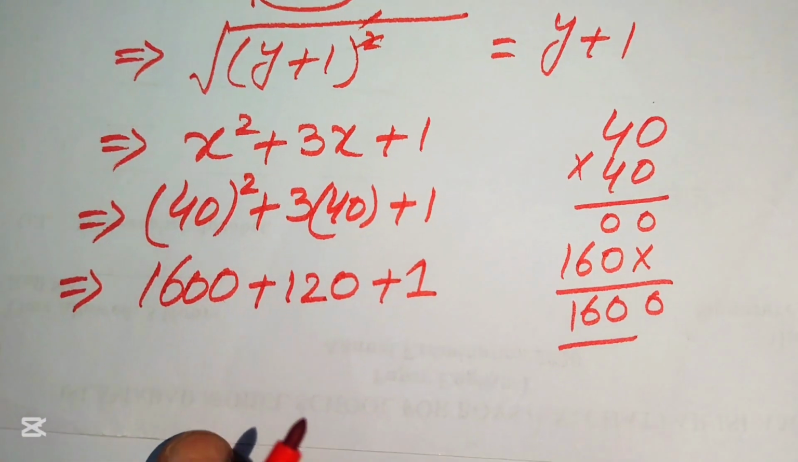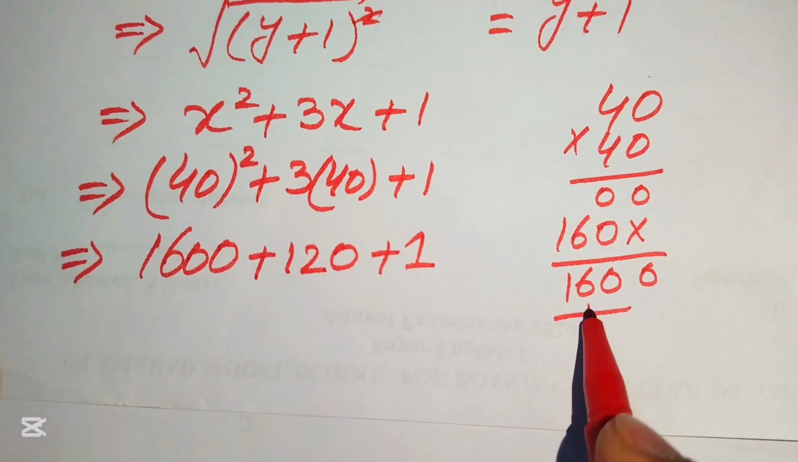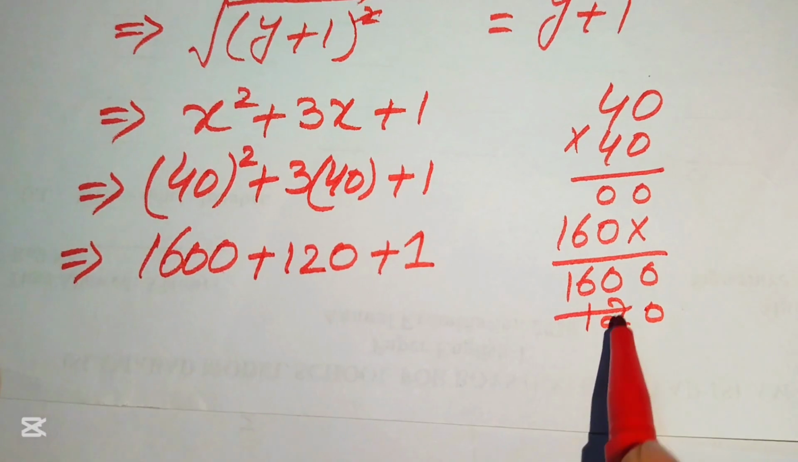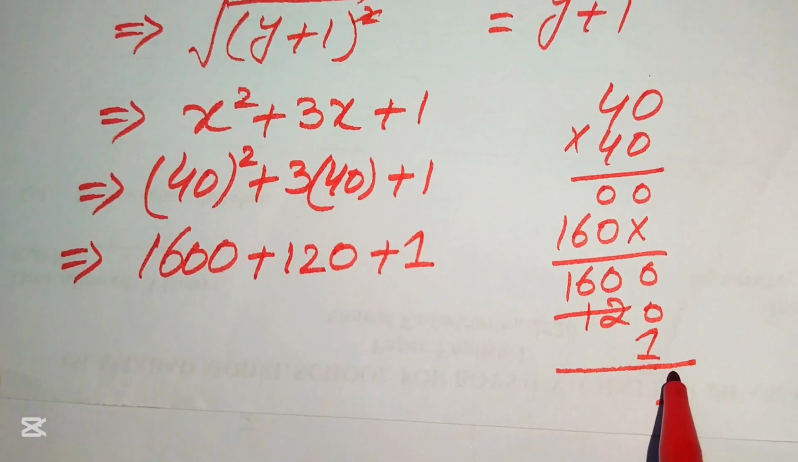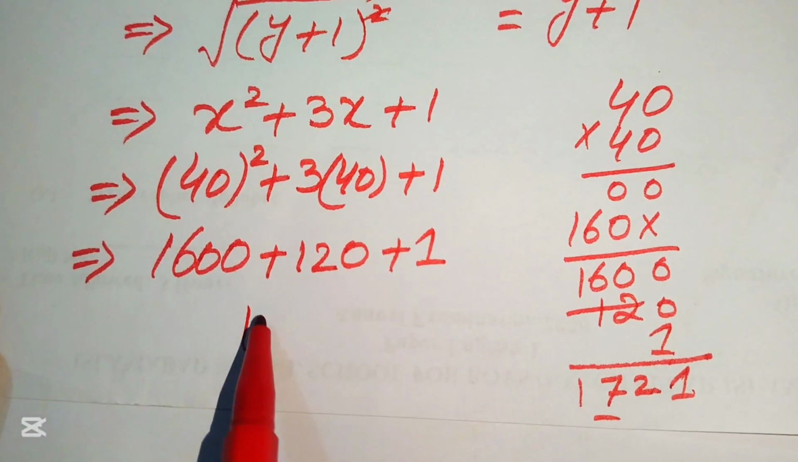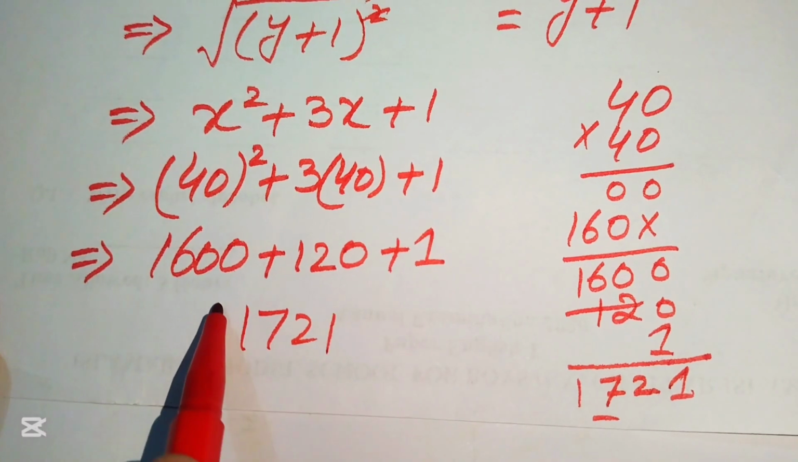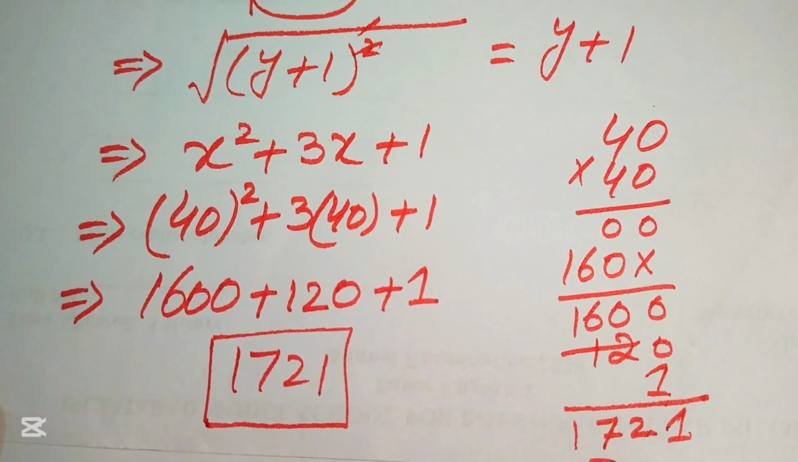So now here we need to use the traditional method of addition in order to add all of these three values. So we add 1600 by 120 and 1. So we have, this is our 1, this is 2, 6 plus 1 is 7, and this is our 1. So finally we have the final simplified form of the given question, 1721. This is our final answer of this problem.